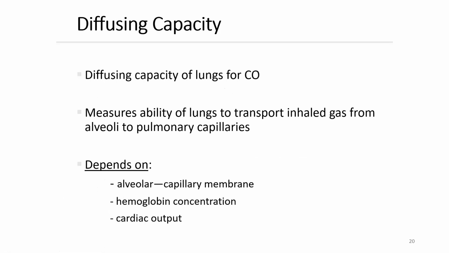The diffusion capacity is a very important test to prove a restrictive pattern. We use carbon monoxide to determine the diffusion capacity for the lung. It measures the ability of the lung to transport inhaled gases from the alveoli to the pulmonary capillaries. So it depends on the alveolar capillary membrane, hemoglobin concentration, and the cardiac output. As we see, it may be affected by alveolar hemorrhage and anemia.